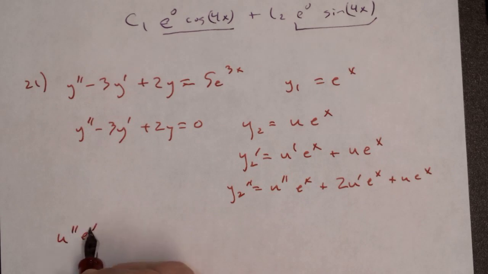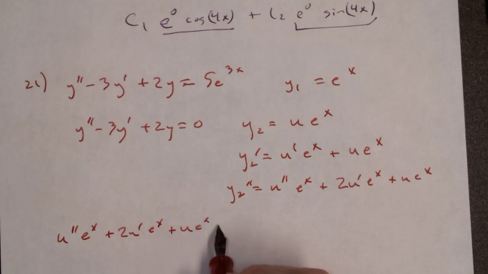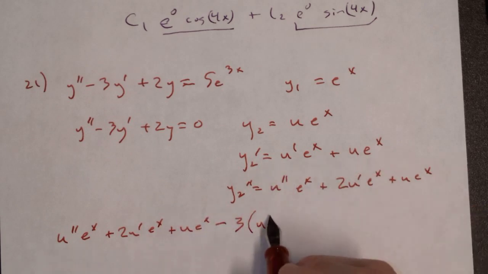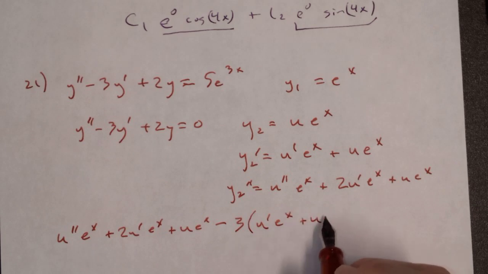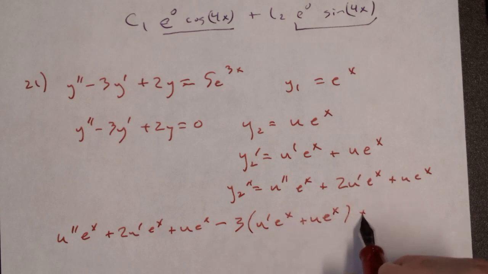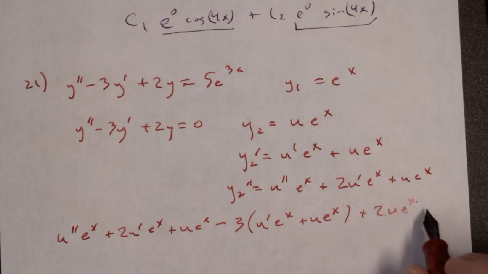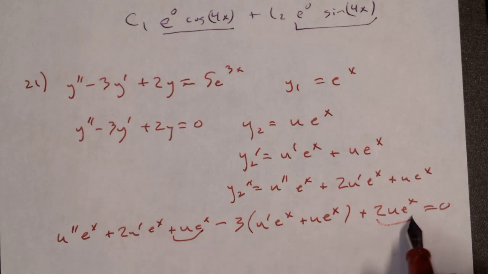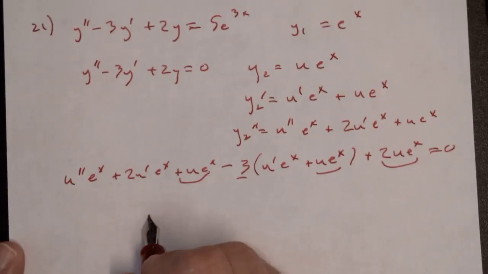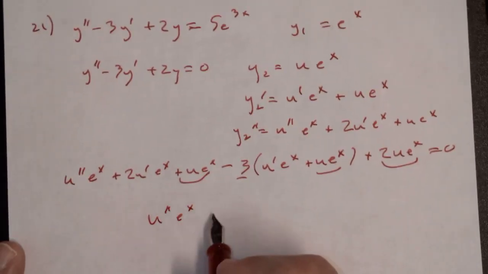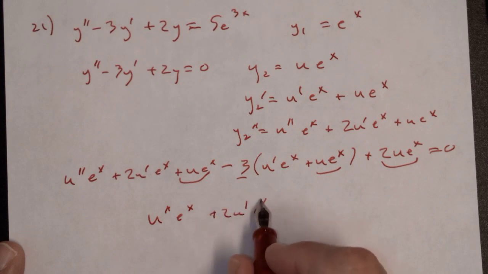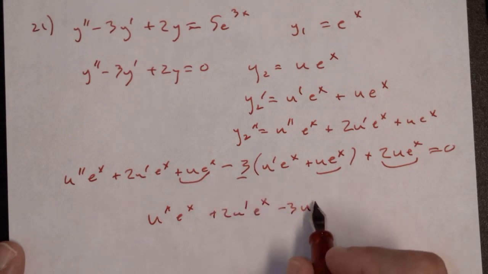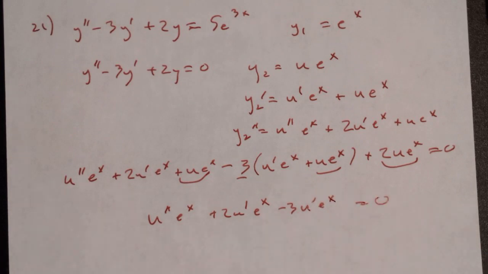u double prime e to the x plus 2u prime e to the x plus u e to the x, minus 3 times the quantity u prime e to the x plus u e to the x, plus 2u e to the x, should be 0. Well, I've got one u e to the x, I've got two of them, and then I've got minus 3 of them, so they're going to be gone. So that means I get u double prime e to the x plus 2u prime e to the x minus 3u prime e to the x equals 0.